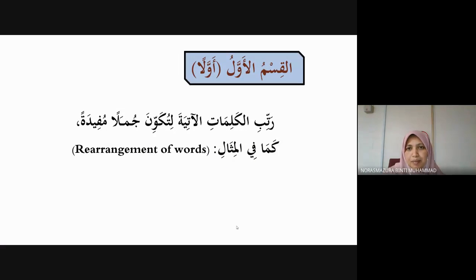Okay, this is part 1 in your APT paper. Part 1 asks you to rearrange the words. رتب الكلمات الآتية لتكون جملا مفيدة كما في المثال. Okay, for example, the question is like this. You will be given words like this, and you have to form them into a complete sentence, jumlatan mufidah. So, what is the answer to this?